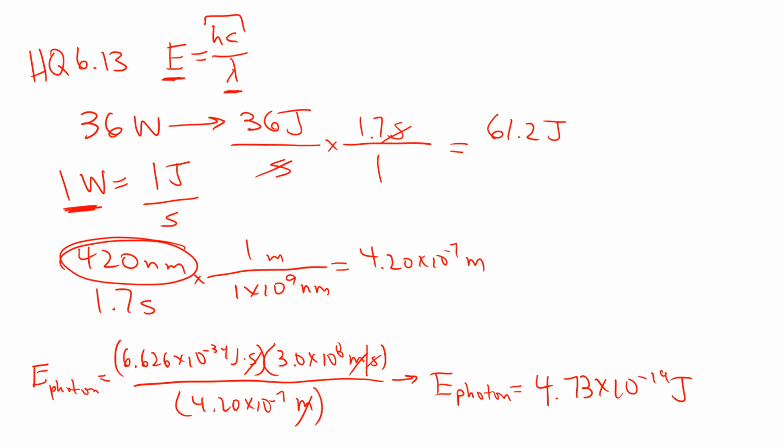But the key is that's the energy for 1 photon of light. We need to figure out how many photons total. So we need to figure out how many times this energy goes into 61.